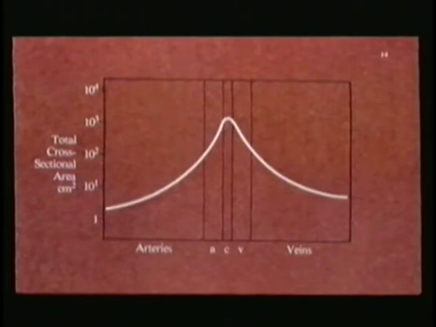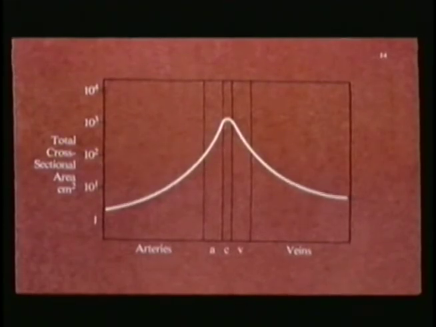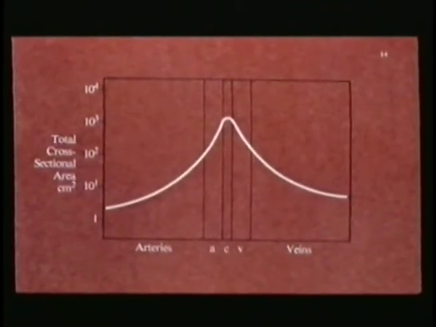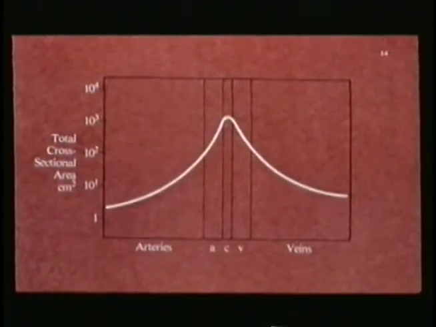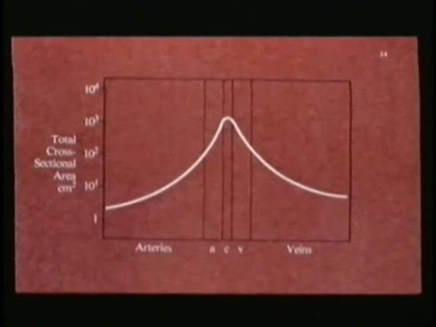Because of the extremely large number of capillaries, their total cross-sectional area is approximately 500 times that of the aorta. Since the total cross-sectional area of a single vein is approximately twice that of its corresponding artery, and since there are essentially the same number of arterial and venous vessels, the total cross-sectional area of veins is about twice as large as that of arteries.